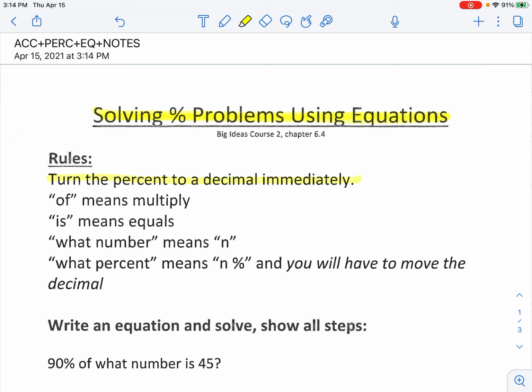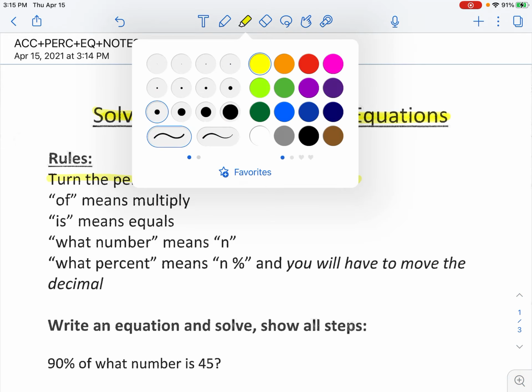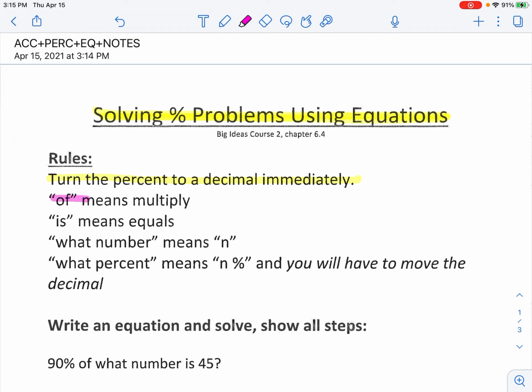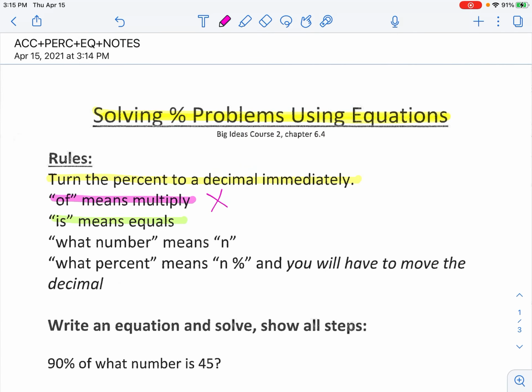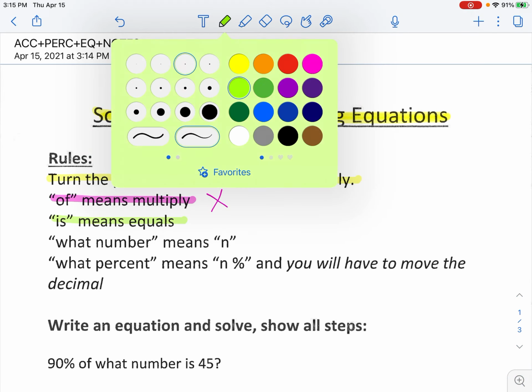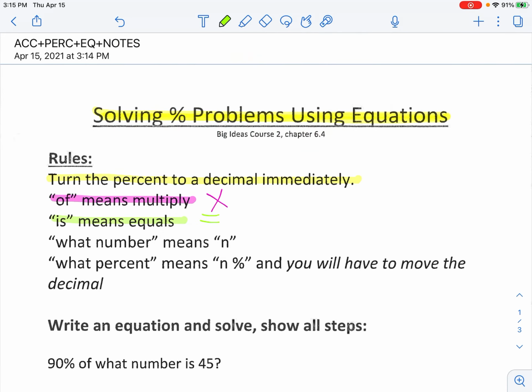Turn the percent into a decimal immediately. When you're reading the problem, the word of means to multiply. And is always where your equal sign is going to go in your equation. When you see what number, that means to use the variable n. When you see what percent, that means n%, and you will have to move the decimal. So I'm going to show you exactly what all of those rules mean as we're going through the problems.